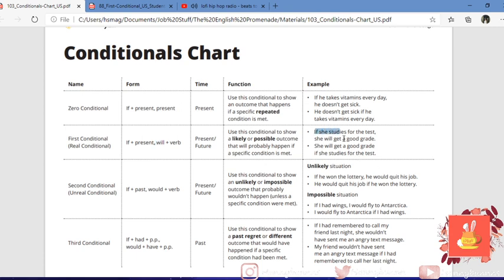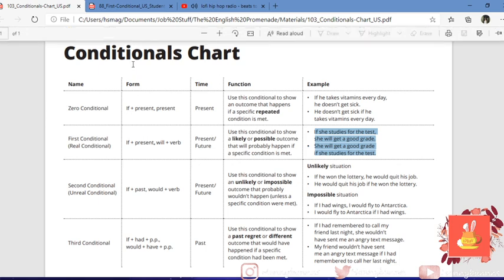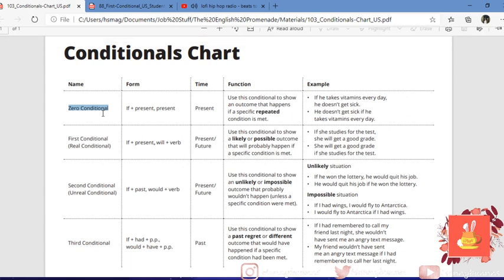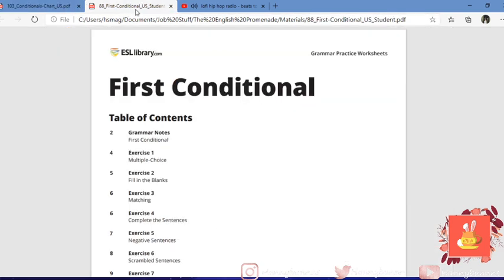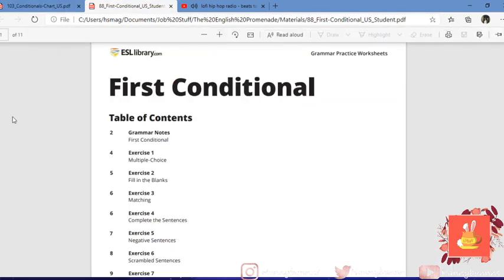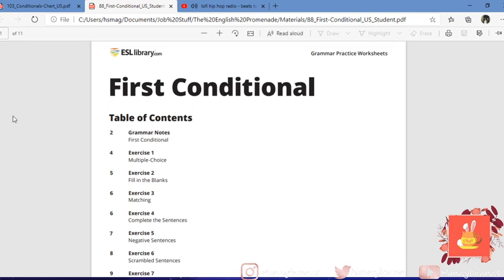So we'll go ahead and do the first conditional. Maybe on Wednesday I'll focus on the zero conditional, since I've had paperwork prepared in my last group for this, so we'll just go one by one so we don't overwhelm one another. Now if you look at the next worksheet I posted for you guys, look at the first conditional.